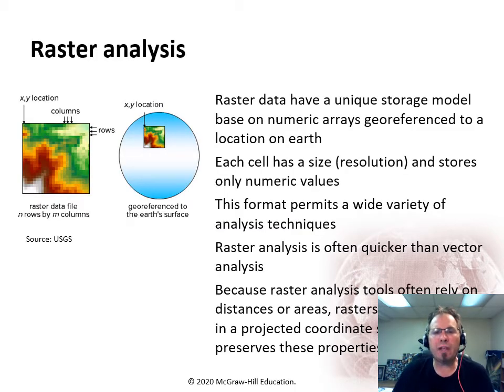So rasters have a unique storage model. It's a grid of numbers. And what makes it nice is the fact that you can only have one number. So if you have an elevation raster, all you have is elevation, which makes life easier for certain things and a bit more cumbersome for others. And I'll explain that later.